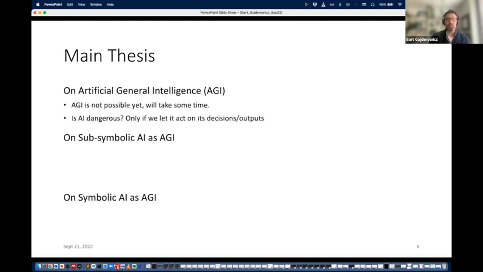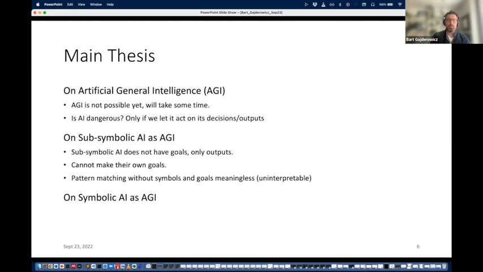Right? So is AGI possible? Not yet. I don't think so. I think it will take some time. Another common question about it is, is it dangerous? And what I say to that is only if we let it act on the decisions or the outputs that it makes. Right? So having a human in the middle will prevent any kind of large AI system from really becoming dangerous.